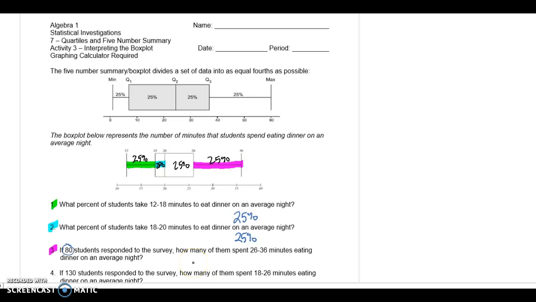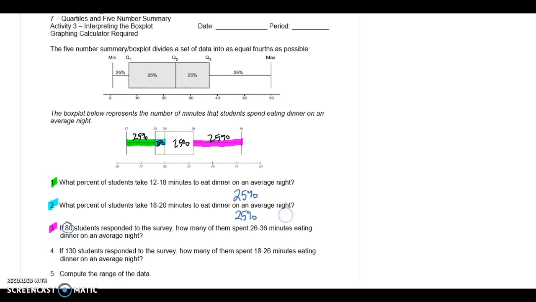However, I want to know how many people actually did that. They might think of this in 25% in terms of fourths. It's 1/4 of the data set. Or, if we like it in terms of decimals, 25% is 0.25, which we can then multiply by how many were surveyed, which is 80. And when we multiply those together, we end up getting 20.